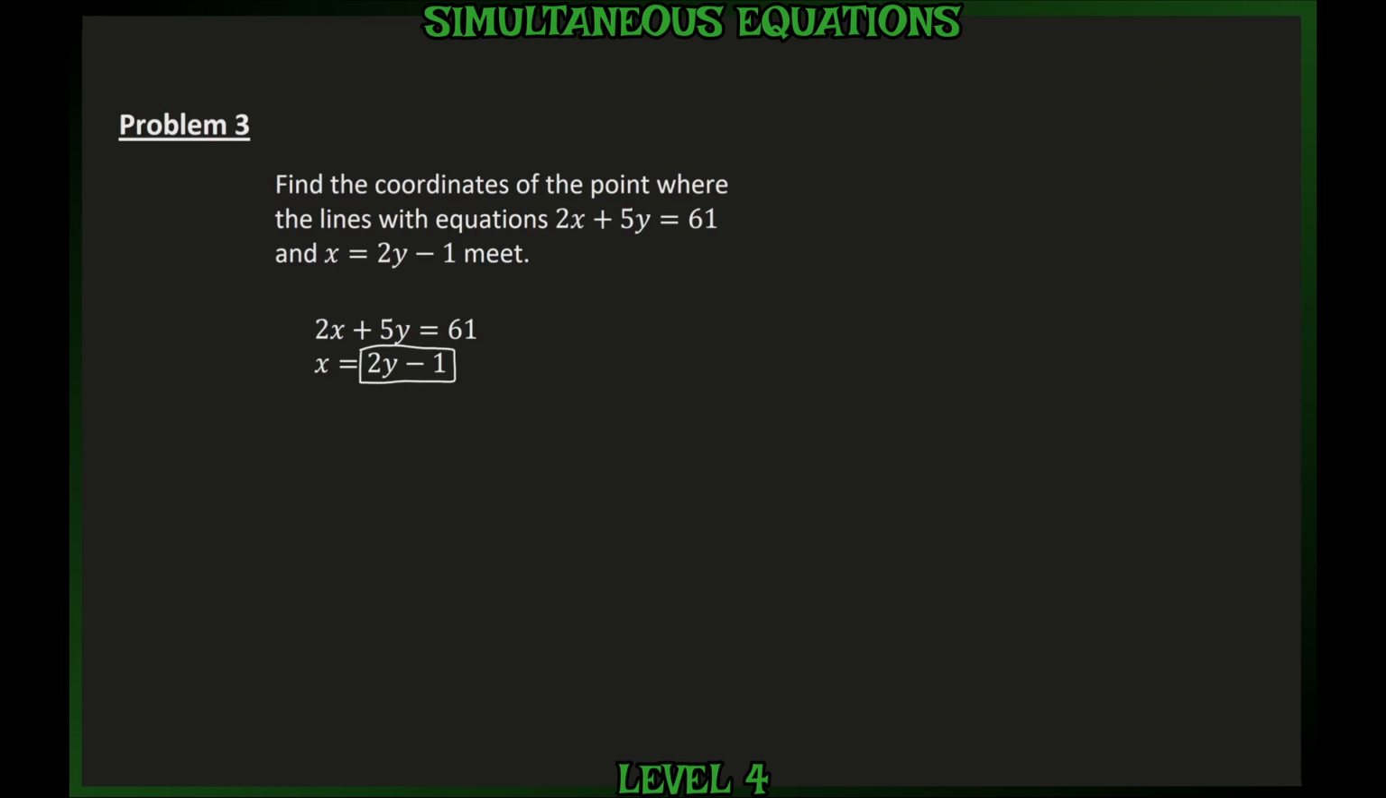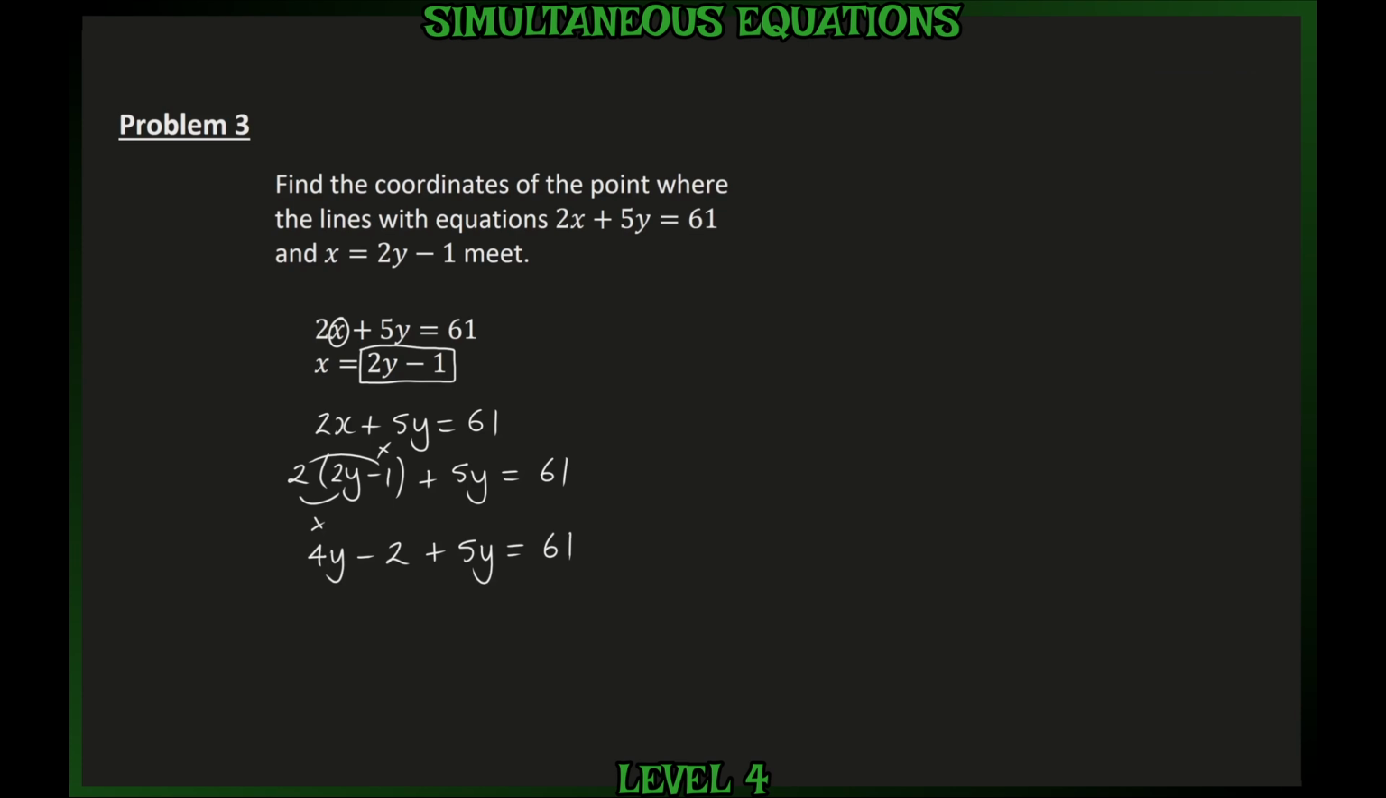And starting with x equals 2y minus 1, we can replace the x in the first equation with 2y minus 1. So the first equation, 2x plus 5y is equal to 61, becomes 2 multiplied by 2y minus 1, because we've substituted the x for 2y minus 1, plus 5y is equal to 61. We've now got everything in terms of y, so we can expand, simplify and solve. So starting with the bracket, we have 2 times 2y is 4y, and 2 times minus 1 is minus 2. We have a plus 5y at the end, and this is still equal to 61.